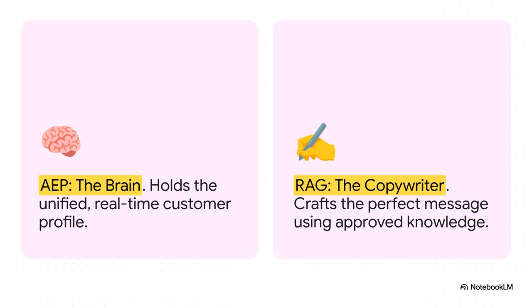First up is Adobe Experience Platform, or AEP. The best way to think of it is as the brain. It holds this rich, real-time profile of your customer. And then you have RAG, which is your expert copywriter, an AI that uses all that profile data to craft the perfect message. And, this is key, it only pulls from your approved brand and product knowledge base.